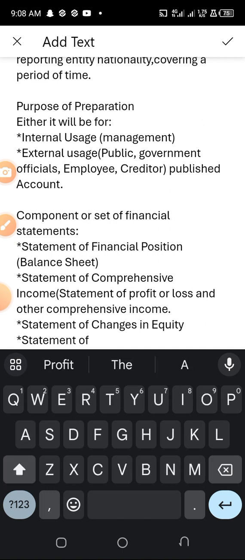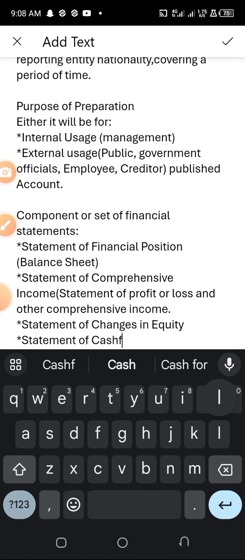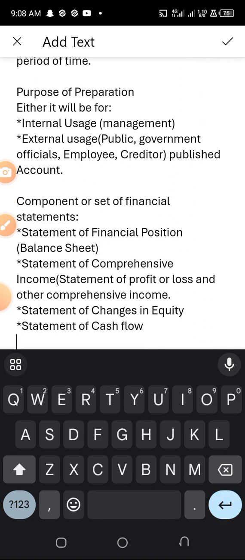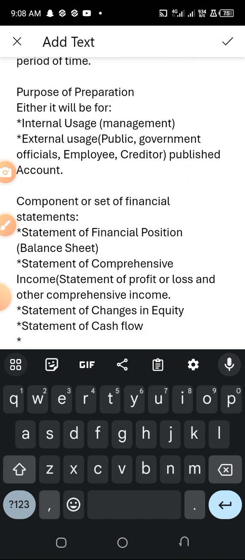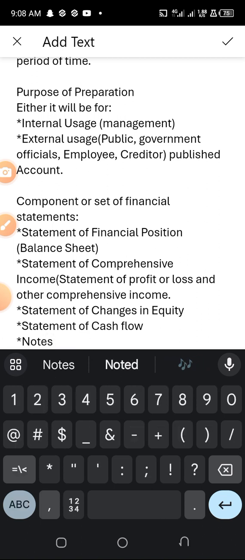Statement of cash flow. Please do not mind the noise or these other voices that you are hearing. I actually had to do this so that most people preparing for exams can have a clue of what they need to do.